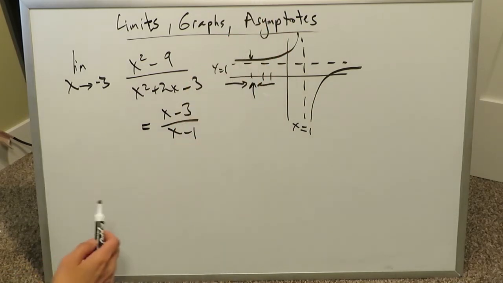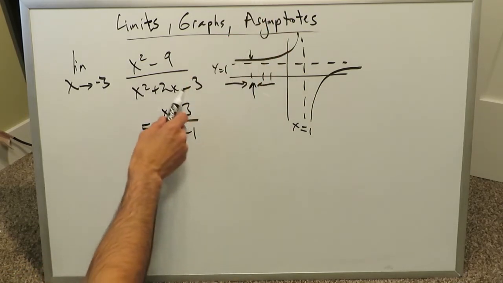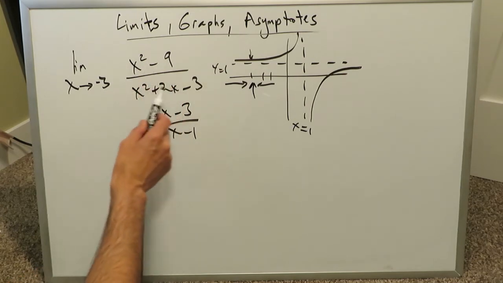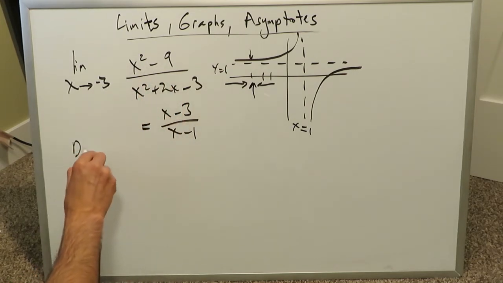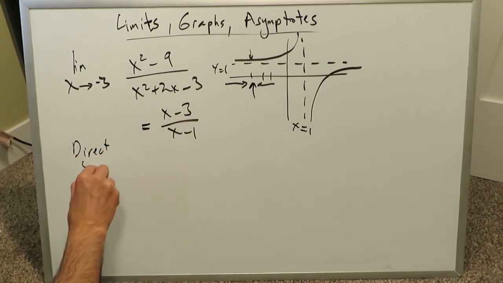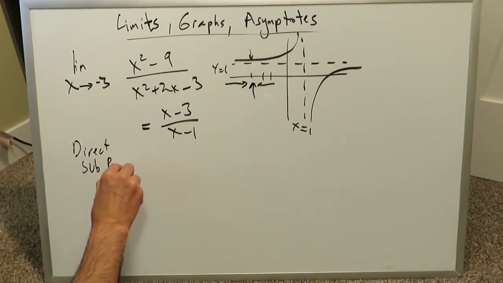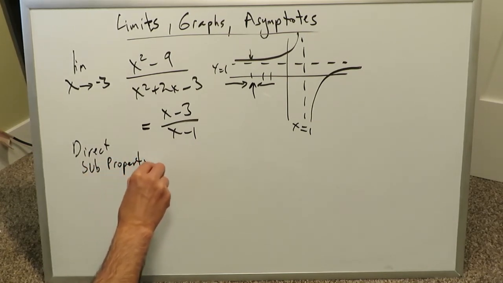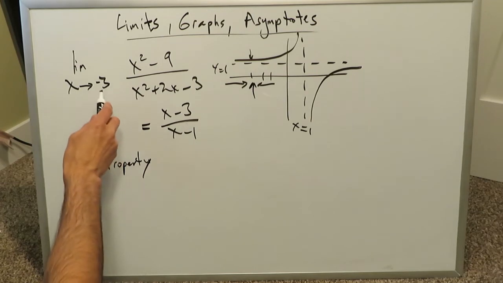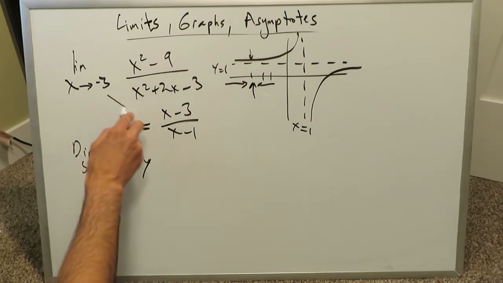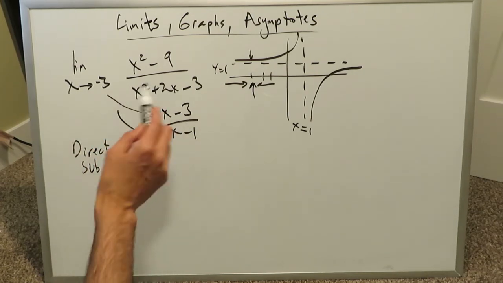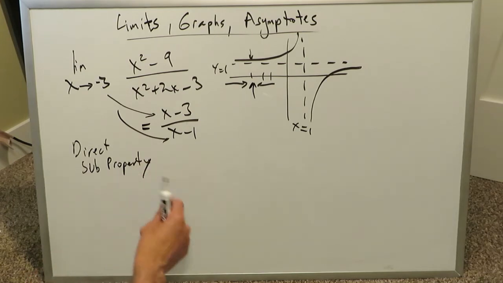What is that value? Since again minus 3 falls very well within the domain of this function here, you can use the direct substitution property and just plug that value into your limit function and actually come up with an answer. You put minus 3 right here in place of x. That's the direct substitution property, and I've presented a video on that.